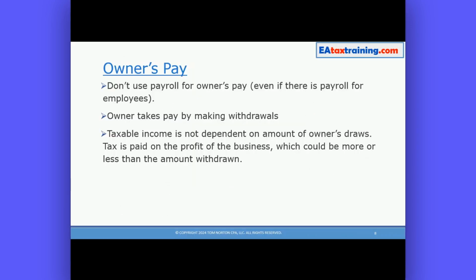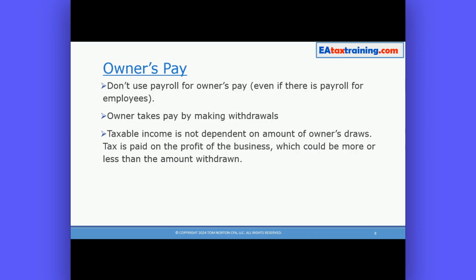Owners pay in a sole proprietorship. If you are a sole proprietor, then you don't use payroll for your own pay. You might have other employees and you may have payroll for them. If you do have other employees, you should have payroll for them. But you don't put yourself on payroll. Instead, you take pay by making withdrawals. So you've got money in the bank account and you want to pay yourself, you just simply take the money out of that business account, put it into your personal account, or take it as cash, whatever you want to do.